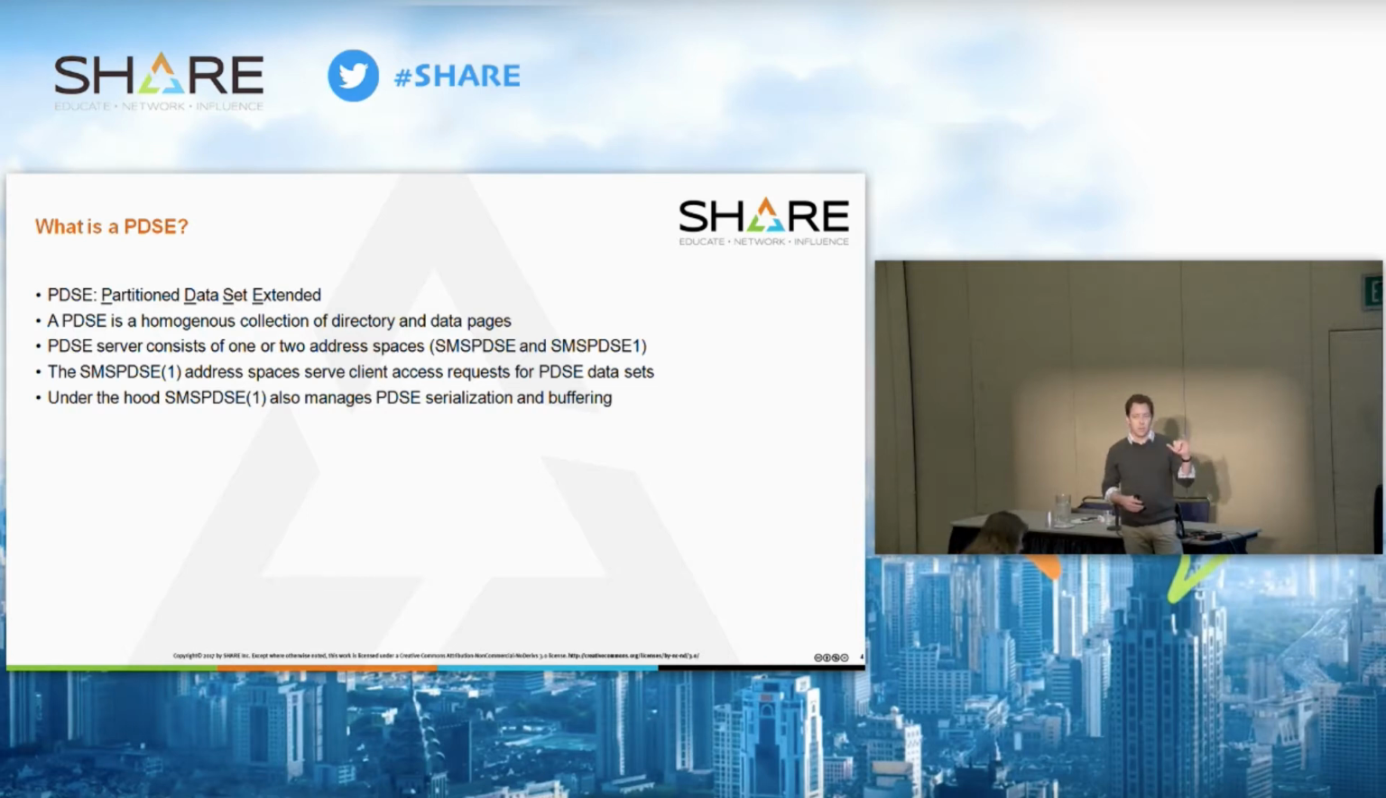We have two potential PDSE address spaces. We call them SMSPDSE and SMSPDSE1. And those two address spaces are what serve client access requests for PDSE members. In the background, those address spaces are also what handle serialization, buffering, and all the other under the covers action that goes on with PDSE.